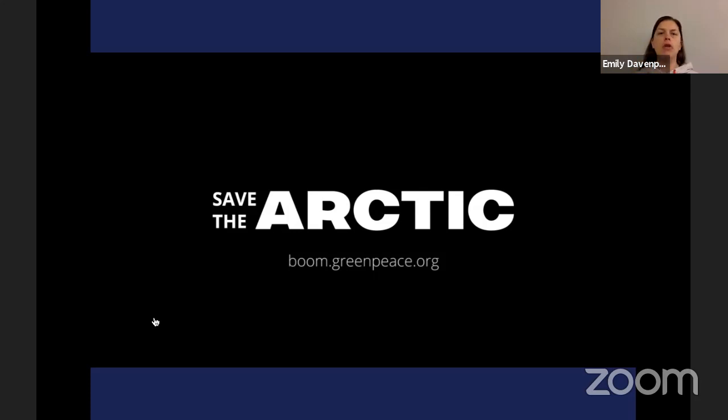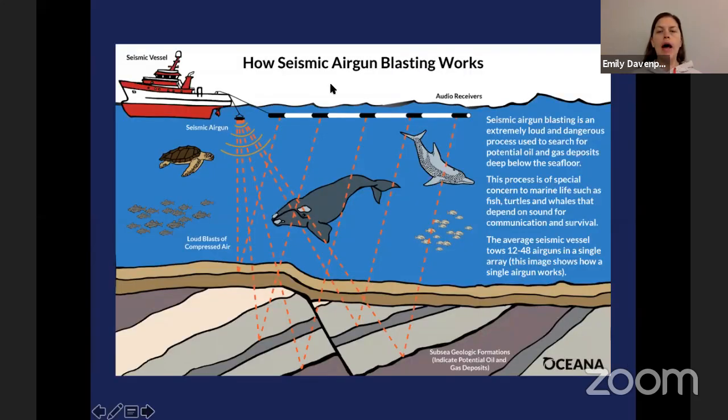Anywhere where we are actively looking for new places to drill for oil in our oceans, the first step is to do this seismic air gun blasting to see where those deposits of oil and gas are. And you can see why.